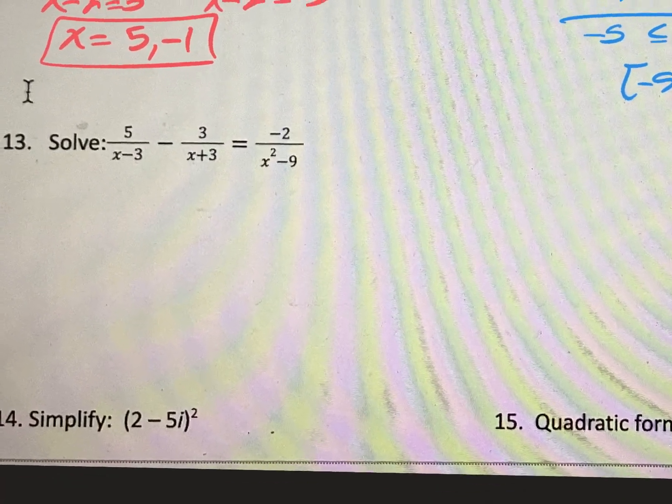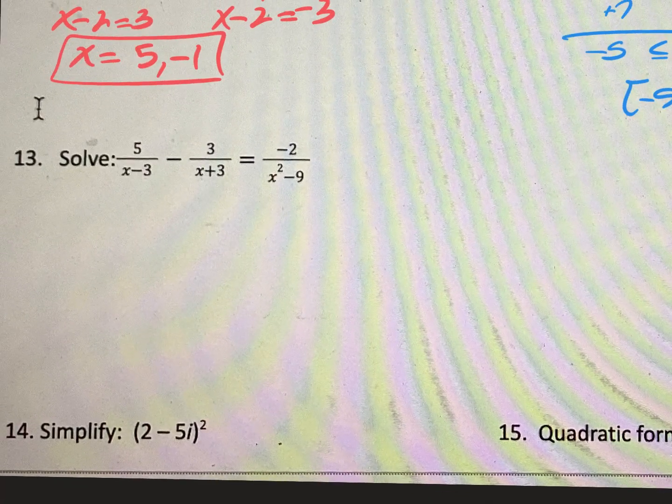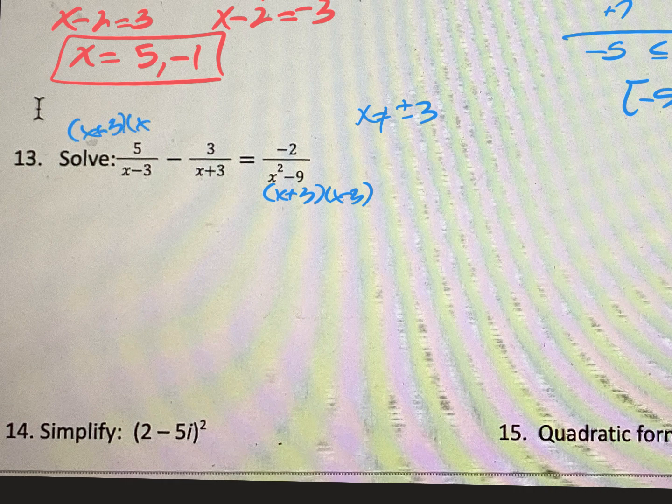Number 13, fraction equation. Do 2 things first. First of all, let's figure out what x cannot equal. We need to factor that denominator. That's x plus 3, x minus 3. X cannot equal either positive or negative 3 when I get done, so keep that in mind. I'm going to multiply every single term by the LCD, which is x plus 3, x minus 3. I'm going to do that times all 3 terms, even this last one on the right-hand side.